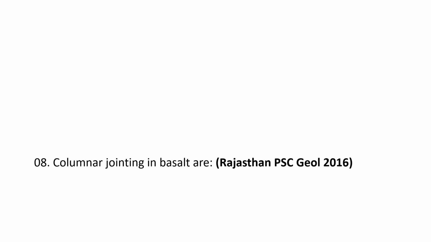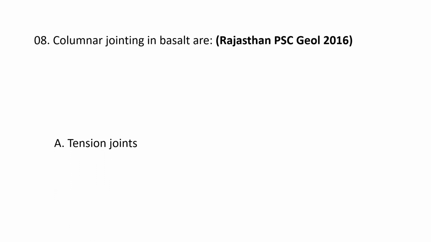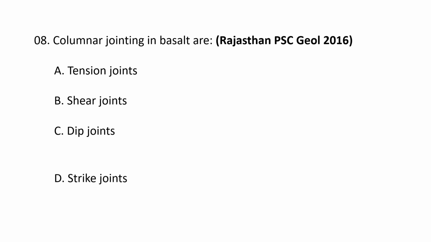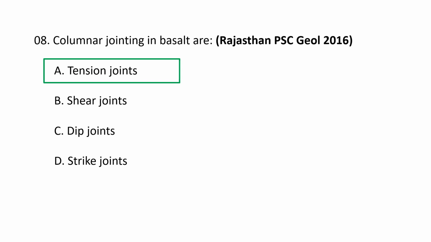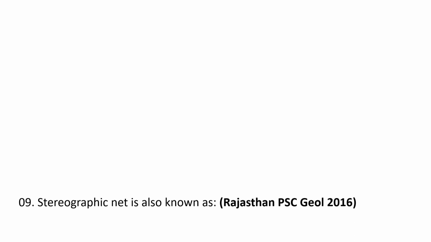Next question. Columnar jointing in basalts are A. Tension joints, B. Shear joints, C. Dip joints and D. Strike joints. So columnar jointing in basalts are tension joints. After more than a century of research, it has become widely recognized that columnar joints are tension joints, which are caused by volume shrinking when lava cools, and a series of proofs have been conducted in relation to both the theoretical and experimental sides, according to Eddings, Barr and other scientists. So columnar jointing in basalts are tension joints. A is the correct option.